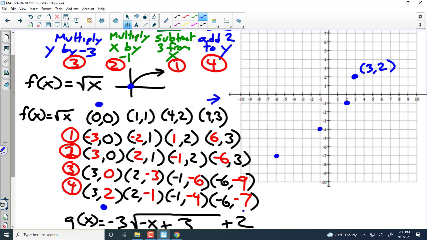3, 2. The other direction is where the arrow goes. The arrow will be at that end. This thing is stretched quite a bit. And there it is.